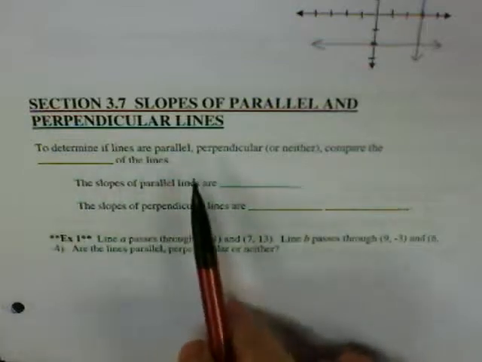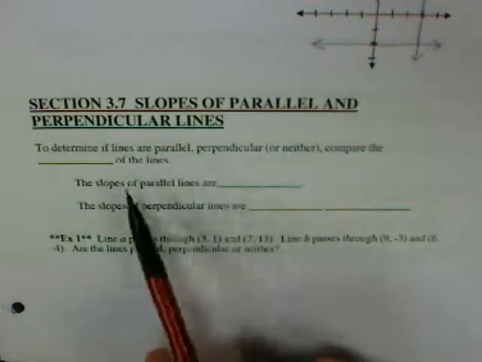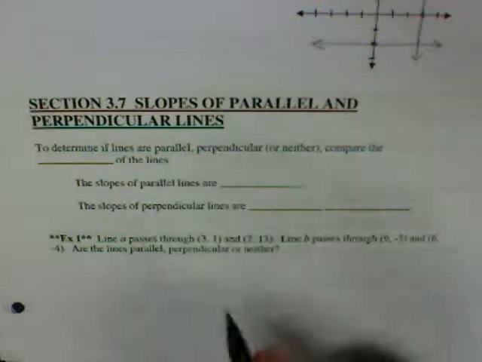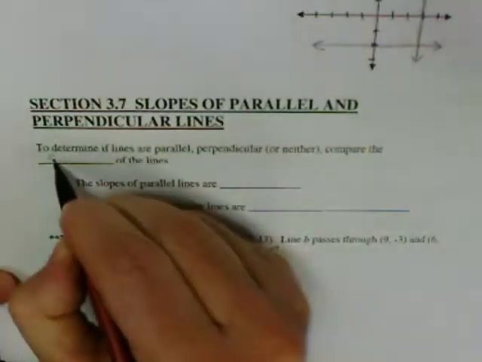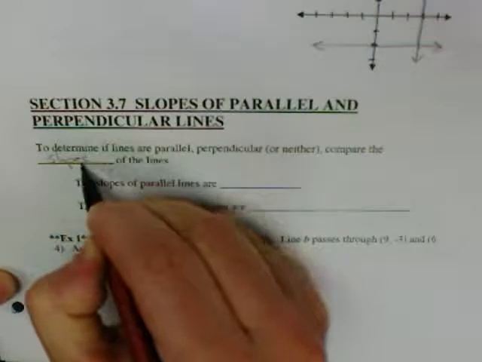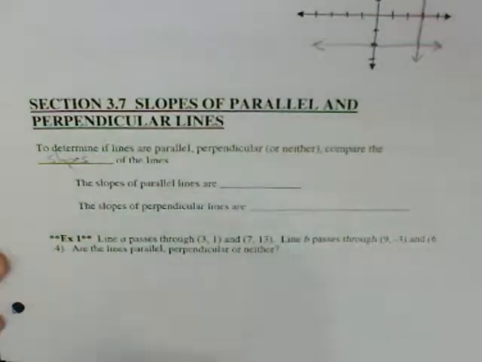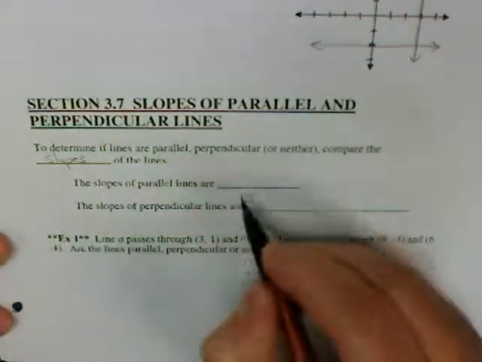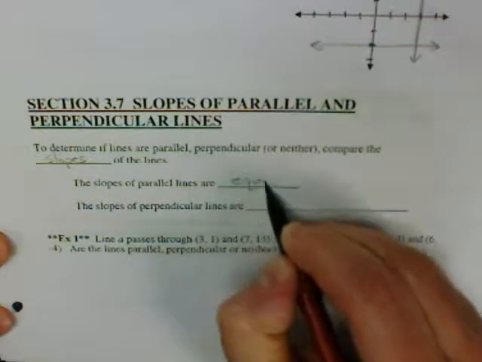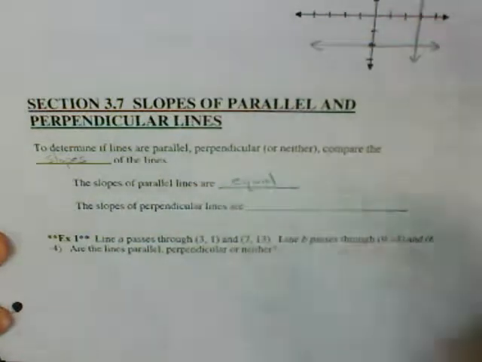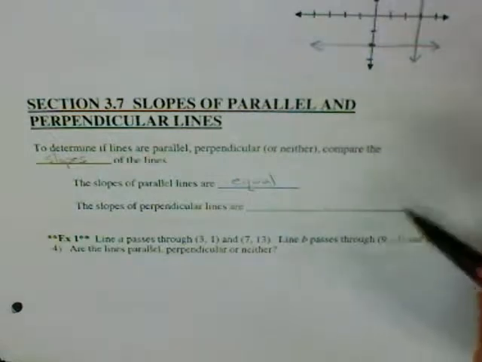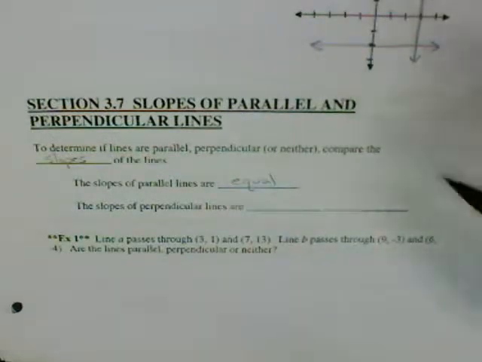Now right off the bat it tells you that if you're going to figure out if lines are parallel or perpendicular, you're going to compare the slopes of the lines. And then the follow-up comment that the slopes of parallel lines are equal, or you could put the word congruent there. And that makes sense because if lines are going to be parallel, they're going to be climbing at the same rate, or they're going to be falling at the same rate. That's the only way that can really happen.